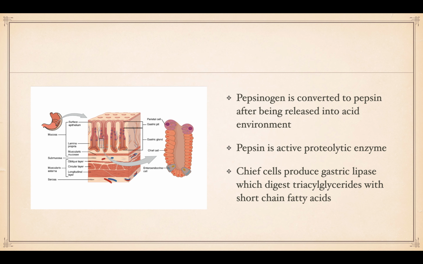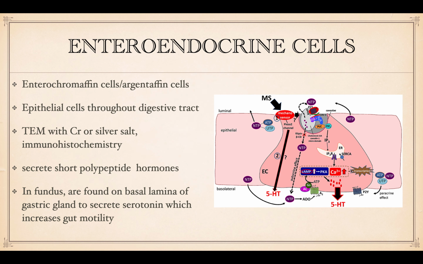So pepsinogen is going to be converted into pepsin after being released into the acid environment, and this is going to be the active proteolytic enzyme. Chief cells will also produce gastric lipase, and those will degrade fats.